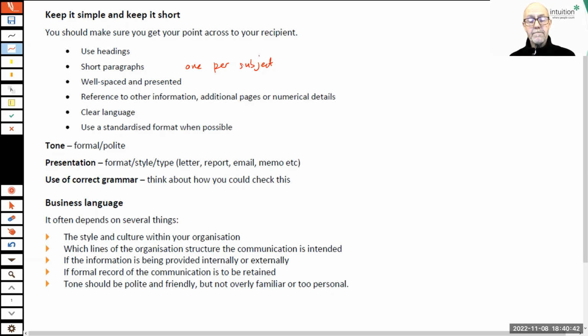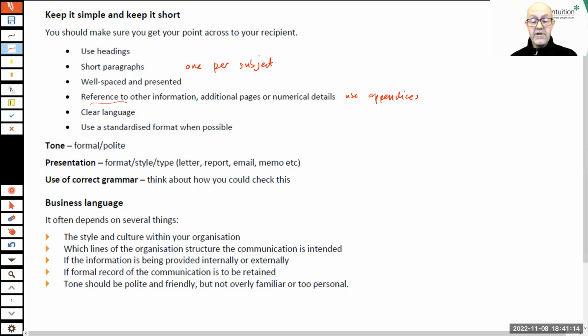If you are picking up information elsewhere, make reference to it. In a formal report, although I don't think we have to do a formal report in this unit, use appendices rather than fill the body of the report with lots and lots of detail. Keep it clear. Keep the words short. Use a standardized format where possible. Tone should always be formal, should always be polite.